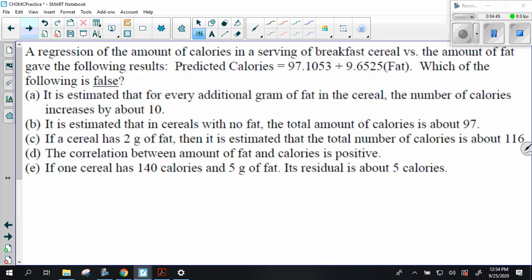So we've got a least squares regression line, where this is our y hat, our predicted, and there's our x, our explanatory variable. What are we going to say is false? It is estimated that for every additional gram of fat in the cereal, the number of calories increases by about 10.